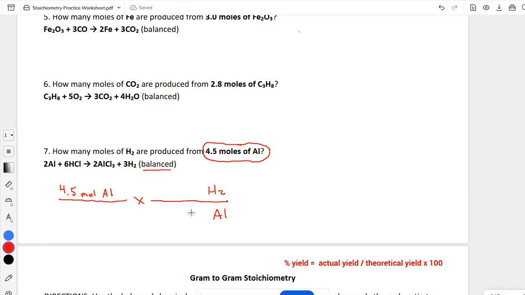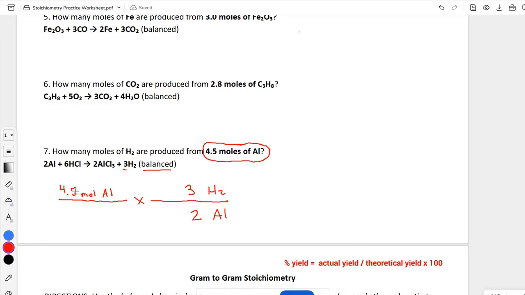So I made this line way too big, but who cares? Better to have too much space than not enough. So the 2 goes with aluminum on the bottom because if it's top right, it's going to go bottom left, or top left, it's going to go bottom right. And what goes with the H2 right there? 3. So I put the 3 next to the H2. Now I got the ratio. This is the mole ratio.